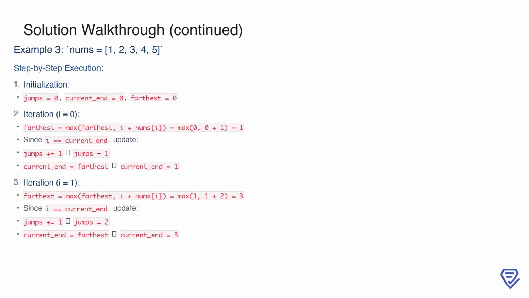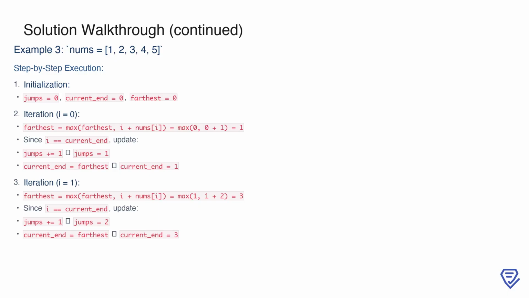Now, let's consider the example nums equals 1, 2, 3, 4, 5. As before, we start by initializing jumps, current_end, and farthest to 0. At index 0, we calculate farthest as max(0, 0 + 1), equals 1. Since we've reached the end of the current jump range, i equals current_end, we increment jumps to 1 and update current_end to 1. Next, at index 1, we calculate farthest as max(1, 1 + 2), equals 3.